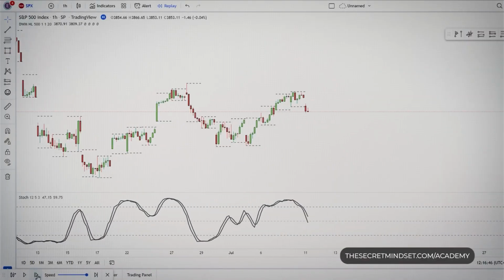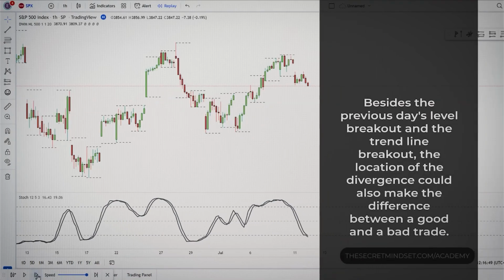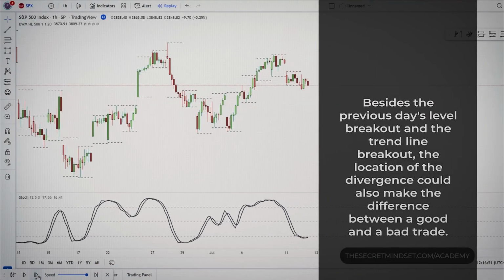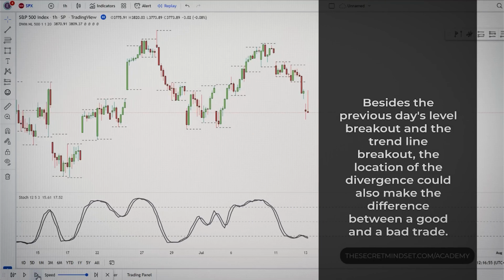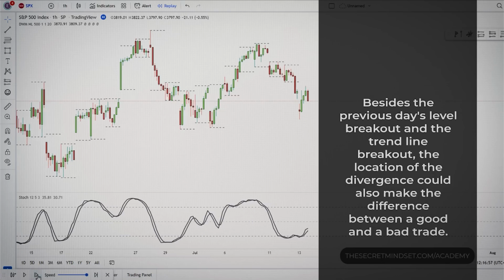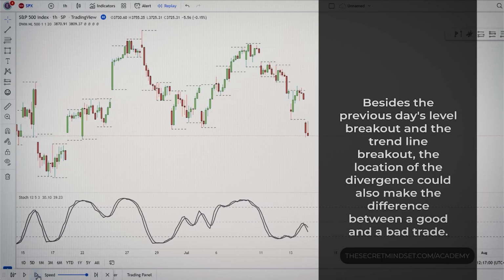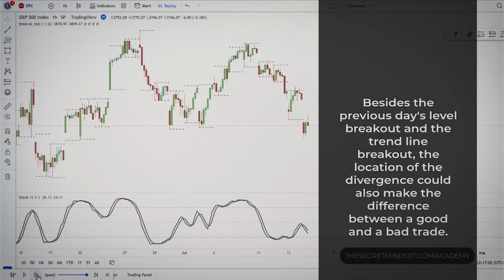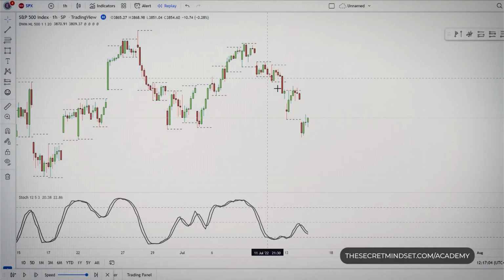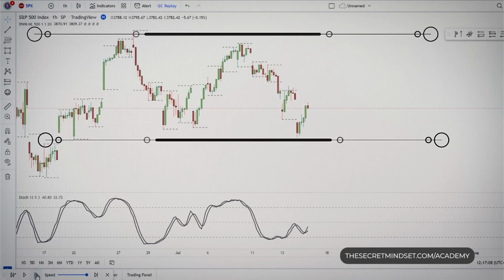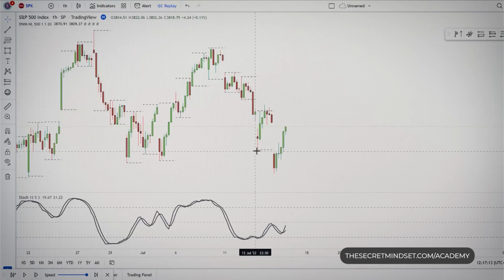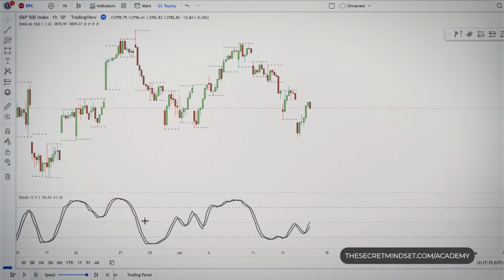To avoid bad entries, you could also add other confirmation tools. Besides the high-low breakout and the trendline breakout, the location of the divergence could also make the difference between a good and a bad trade. In this example, I see a downward leg, but within a trading range. This bullish divergence formed at a clear support level.